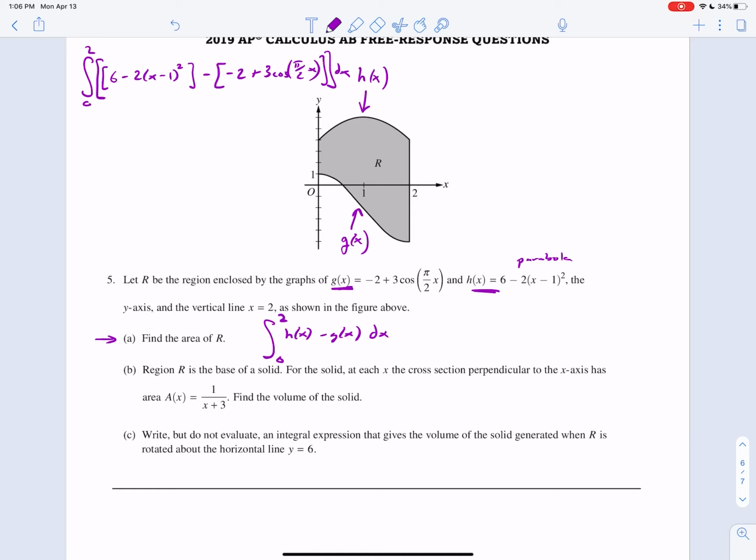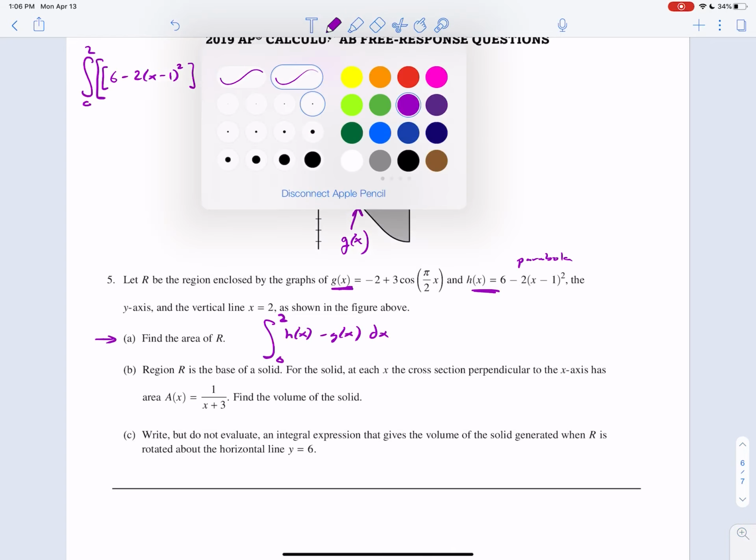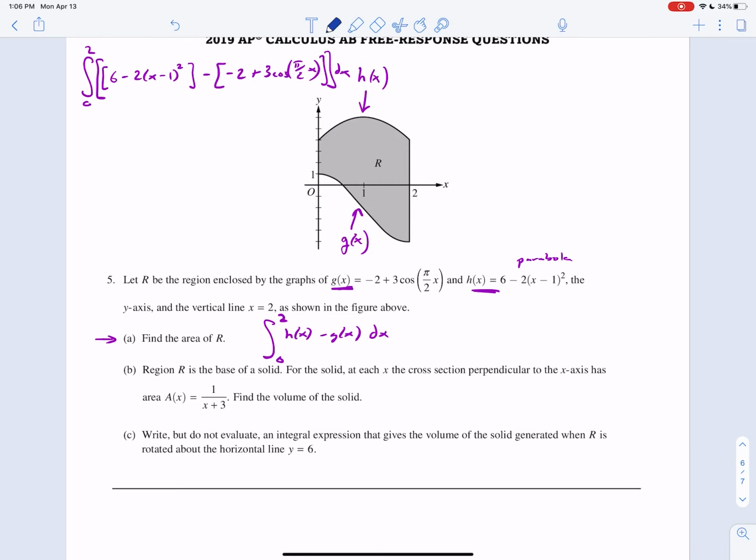Okay, so two ways that you could do this. You can integrate them separately or combine like terms. I'll leave that up to you. So right away I noticed that 6 minus the negative 2 will give me an 8, minus 2 quantity x minus 1 squared, minus, if you distribute that negative, 3 cosine of pi over 2 x. That's my attempt at making it look a little bit easier, but it's up to you.